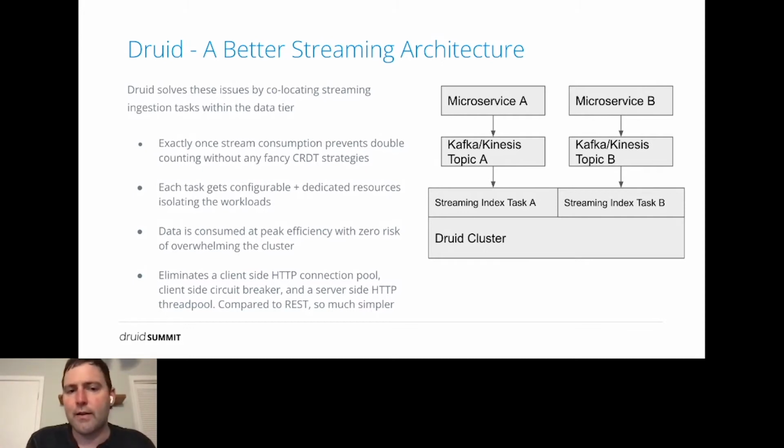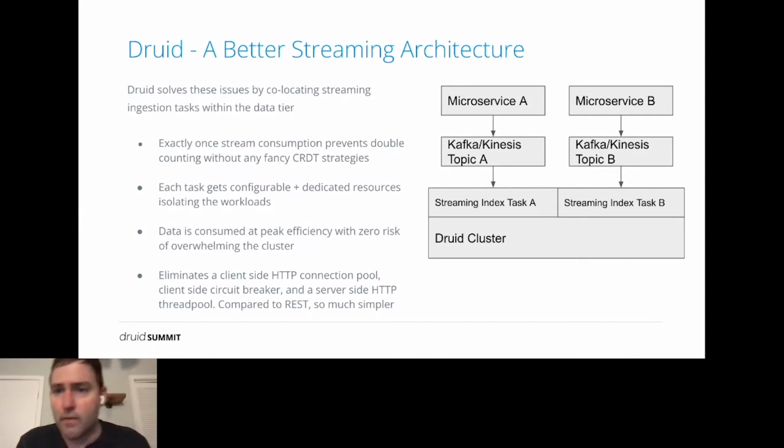And then as far as that song and dance that I used to do with Elasticsearch to try to ingest data as fast as I could, well, we've limited the client-side HTTP connection pool. We don't need any circuit breakers, and I don't need to be concerned with server-side HTTP thread pools getting overwhelmed. The data gets consumed out of the Kafka or Kinesis topic as fast as those 2 CPU cores can pull it down and ingest it. And that's maximum efficiency without all that thread pool and connection pool complexity.